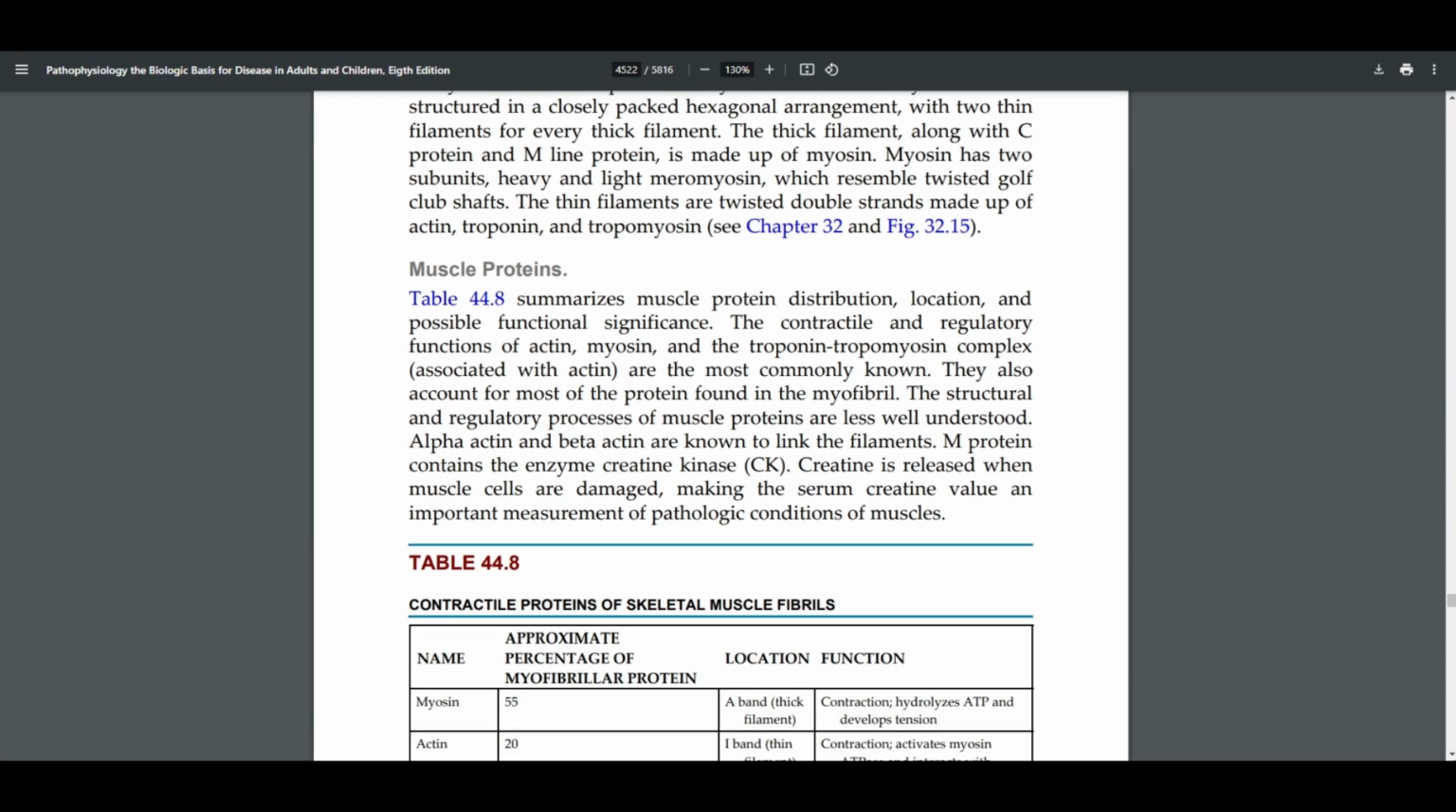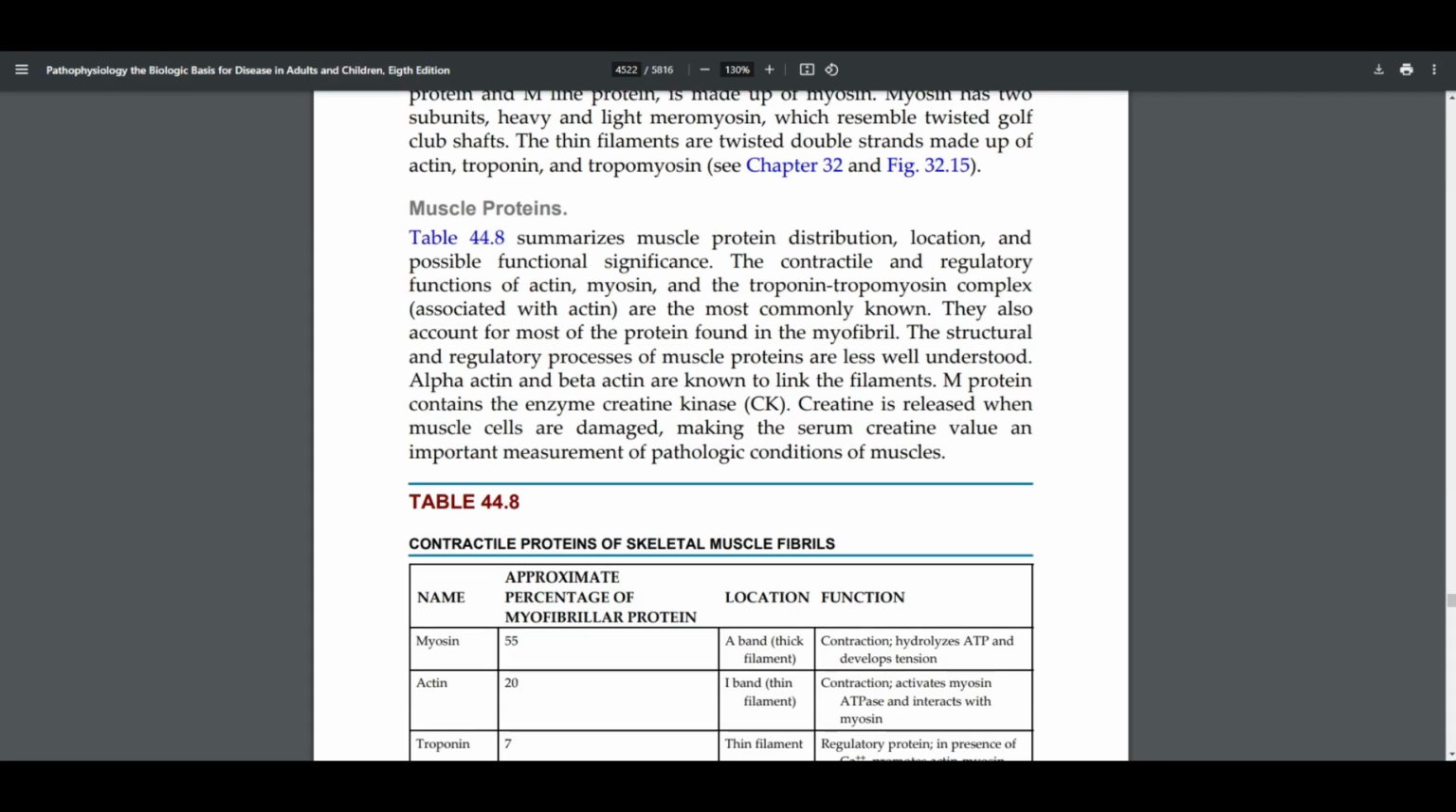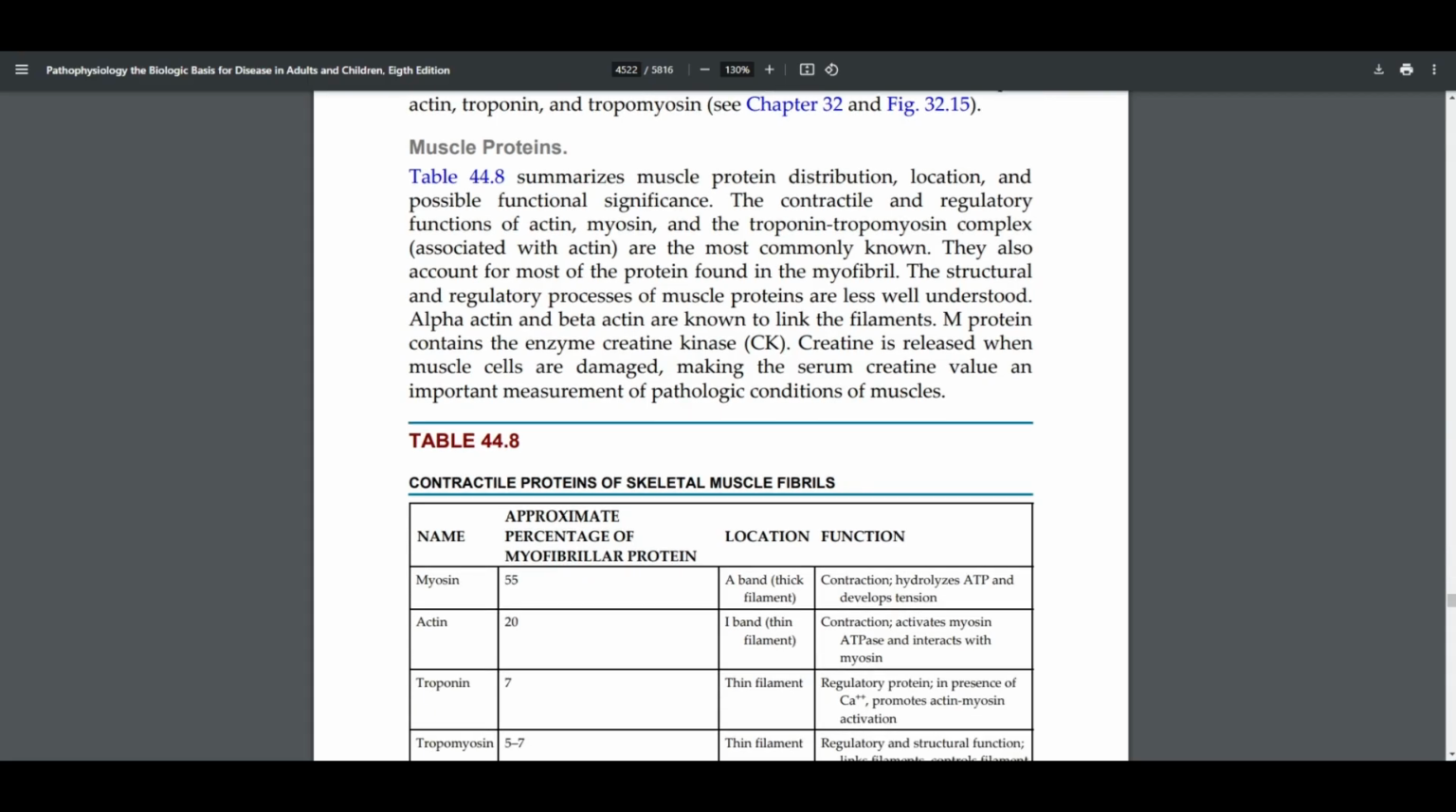Your muscle proteins. The following table summarizes muscle protein distribution, location, and possible functional significance. The contractile and regulatory functions of actin, myosin, and the troponin-tropomyosin complex are the most commonly known. They also account for most of the protein found in the myofibril. The structural and regulatory processes of muscle proteins are less well understood.